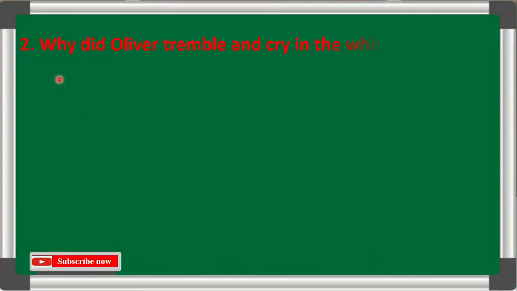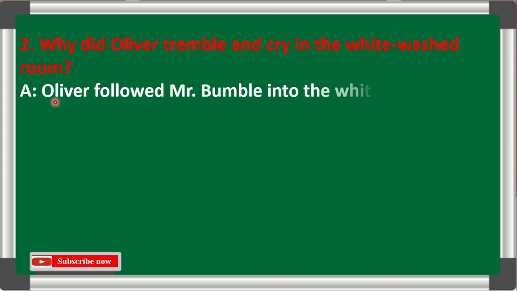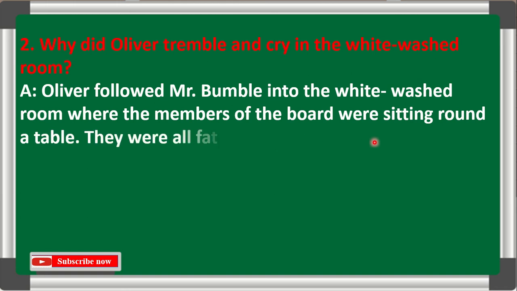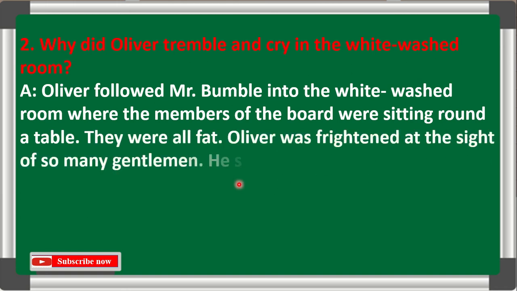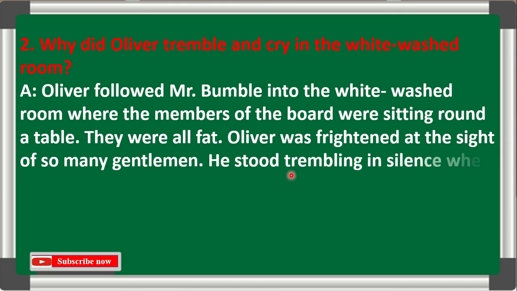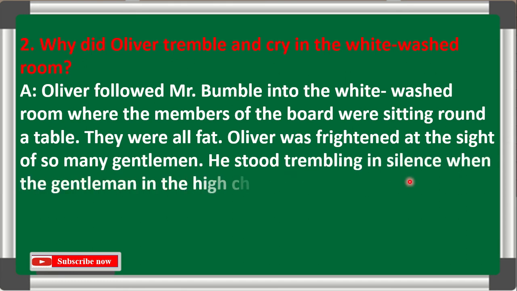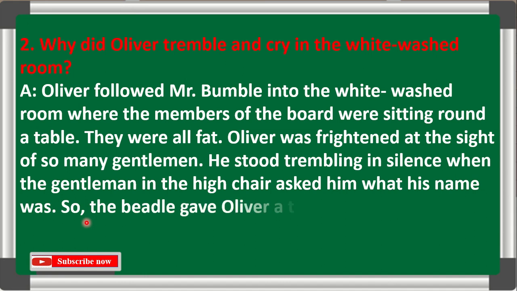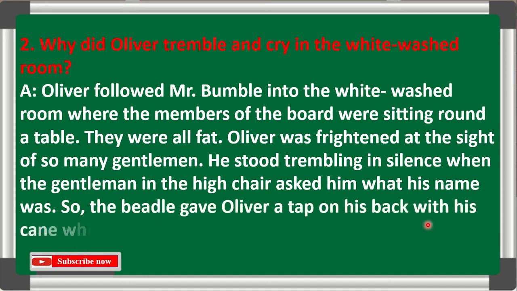Second question. Why did Oliver tremble and cry in the whitewashed room? Answer, Oliver followed Mr. Bumble into the whitewashed room where the members of the board were sitting round a table. They were all fat. Oliver was frightened at the sight of so many gentlemen. He stood trembling in silence when the gentleman in the high chair asked him what his name was. So, the beadle gave Oliver a tap on his back with his cane, which made him cry.